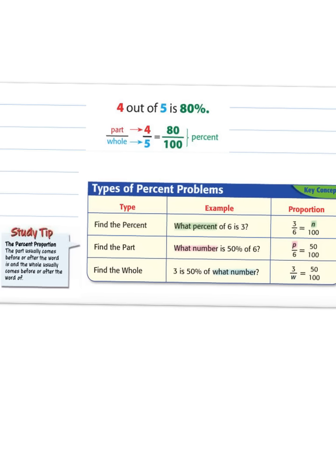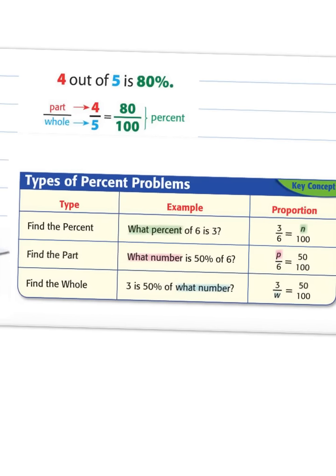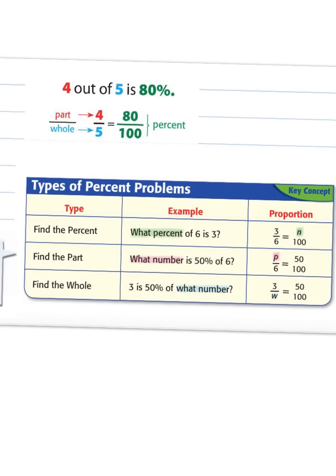Just some things to note here. An example of what this looks like, here's 4 out of 5 is 80%. So it's showing the part over whole. The part is 4, the whole is 5, and the 80% is over 100. In this chart here, it's showing us the different types of percent problems and where our variable would go. So if we are trying to find the percent, it will ask us what percent, so that's where we put the variable over 100.